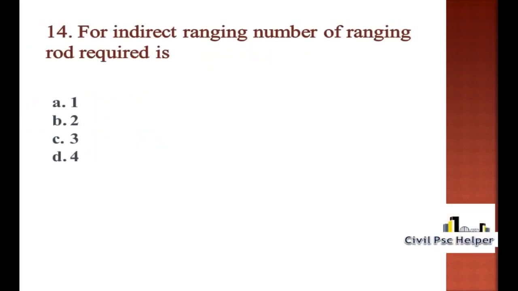14th question. For indirect ranging, number of ranging rod required is option A, 1, option B, 2, option C, 3, option D, 4. For indirect ranging, we require 4 number of ranging rod. Option D is correct.